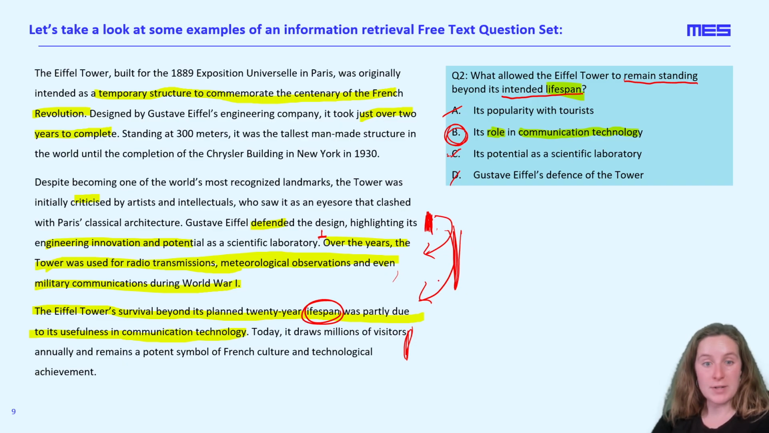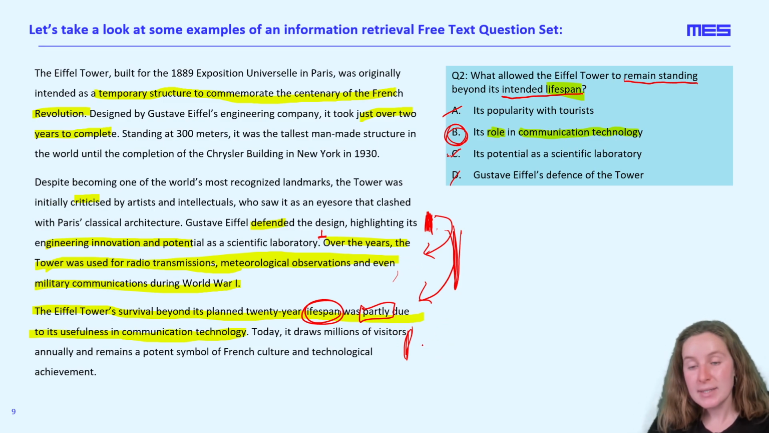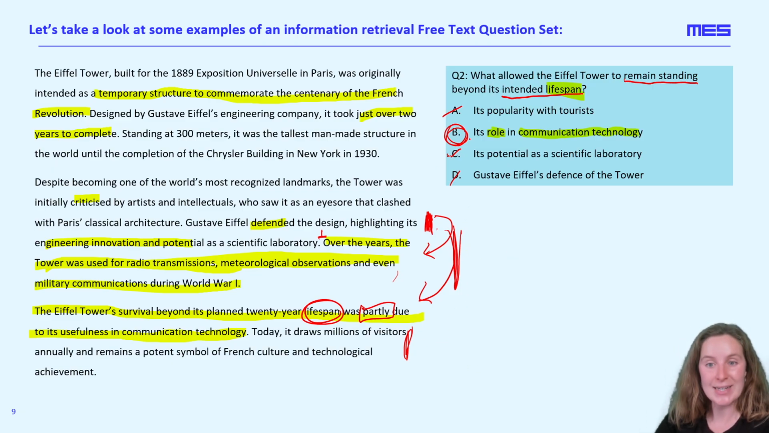Now, if it said it was only due to its role in communication technology, that would be a different question, because notice this here. This mitigating word "partly" is dangerous here because it means that there were other reasons, possibly its potential as a laboratory, partly because it was loved, partly because of the defense, partly because of its tourist popularity here as well. But because it says partly, we can say that's one of the reasons why it was remaining standing, and indeed is our answer here. Careful of those mitigating and definitive words.